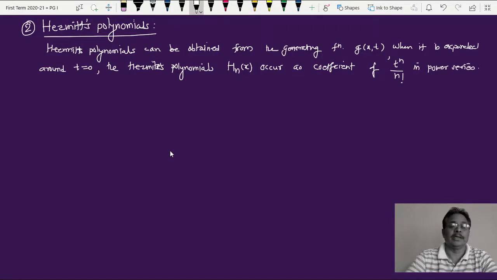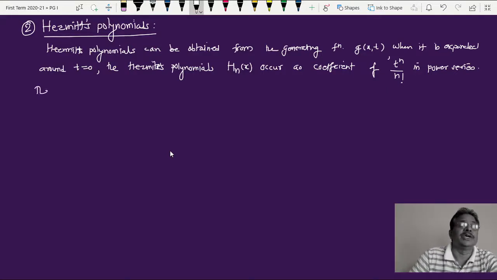Okay, remember in the earlier case, in the Legendre case, we also wrote the same statement there, that g of x, t is the generating function, which is given by 1 minus twice xt plus t square raised to minus half. If it is expanded around t is equal to 0, we get Legendre polynomials Pn of x as coefficients of t raised to n in the power series. So the same statement is there here also, we are using the same statement.